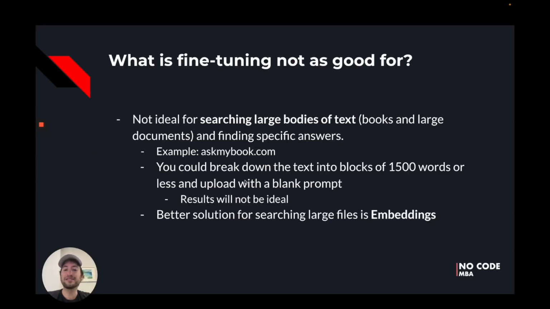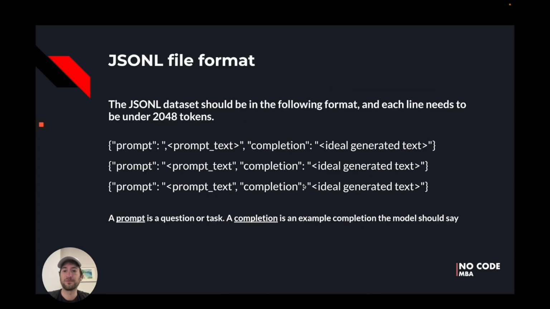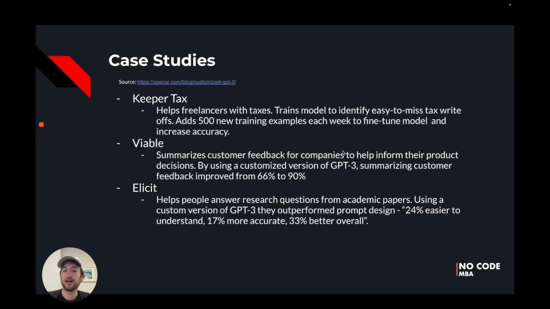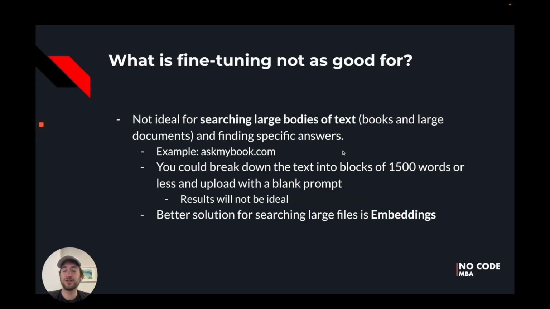So you could break down the text in that book into blocks of 1,500 words or less, and then you could upload that with a blank prompt. So like we have the prompt completion, you could have a blank prompt and then upload the text here as completions. However, that does not tend to give you the best results. So that isn't necessarily an ideal solution for this. So the better solution is embeddings for something like that, and that is something that will be covered in another course in the future with No Code MBA.